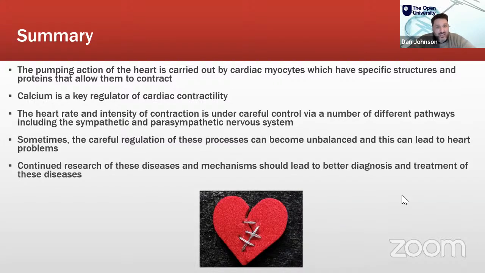The heart rate and intensity of the contraction is under careful control of a number of different pathways, as Duncan was showing us in the middle of the presentation, including the sympathetic and the parasympathetic nervous systems. However, sometimes the careful regulation of these processes can become unbalanced, and this can lead to various heart problems, as I've discussed a few of them in the last part of this talk. And we need to have continued research of these diseases and the rest of the heart diseases and these mechanisms to hopefully lead ultimately to better diagnosis and treatment of these diseases. And we're carrying out some of that research at the OU, and collaborating with various people around the world to do that. So hopefully, ultimately, we will have a better treatment and a better handle on what is going on in these different conditions.